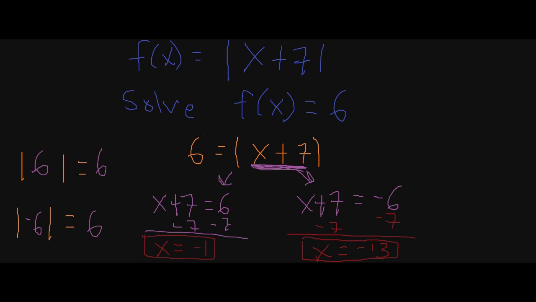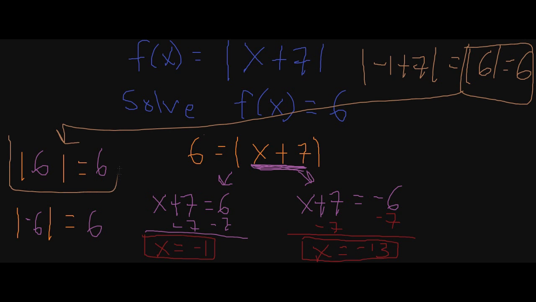Now what can we do to test this? Well, we can take our answers and plug them back in for x and see if it works. So let's plug in negative 1 for x. So negative 1 plus 7. What does that give us? Well, this is the absolute value of 6. Negative 1 plus 7 is 6, and the absolute value of 6 is 6, which is exactly what we wanted. Perfect. As you can see, this right here is exactly this expression right there, which is why we wanted to set up the equations the way we did.